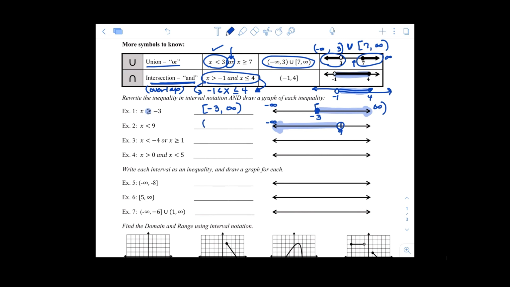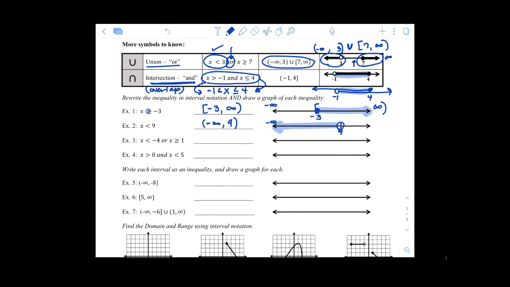From left to right, you need to go from the lowest to the highest values. If you go left to right, you're never going to mess this up. You have negative infinity with a parentheses, comma, 9, also with a parentheses, not a bracket, because it was open, not closed. Example 3, our first OR.